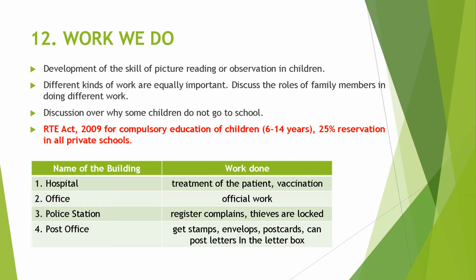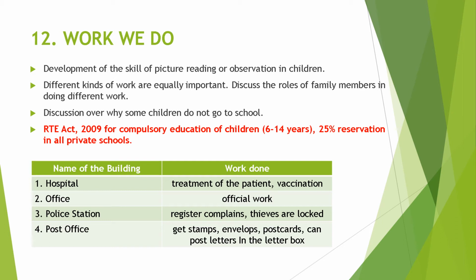Then discussion over why some children do not go to school. In certain families, children are not able to go to school because the family is very poor, and both mother and father go out for earning money on daily wages, so their children stay at home, and the elder one looks after the smaller ones. The child also cooks and helps mother and father. So many situations are there because of which students are not going to school.